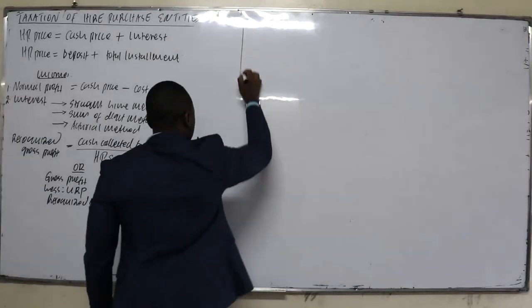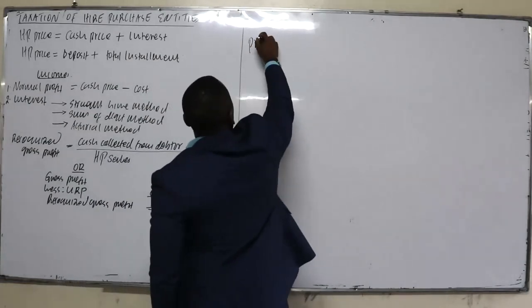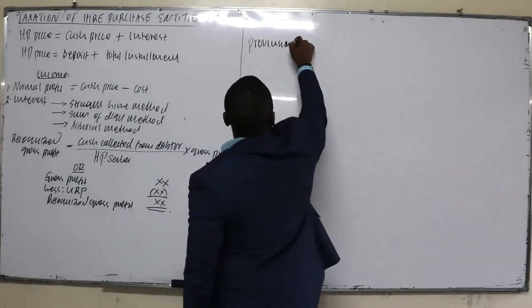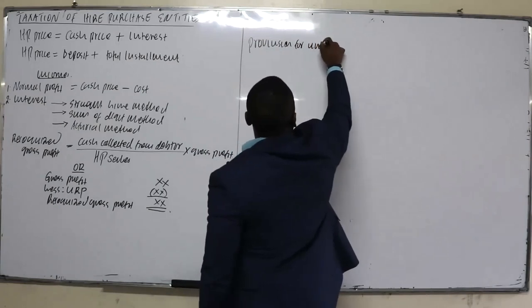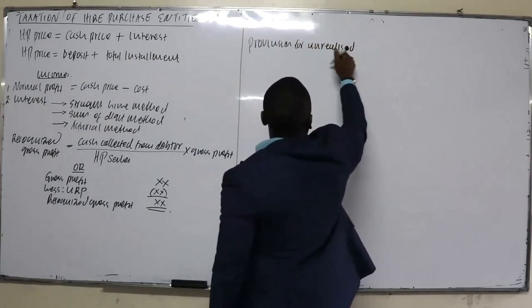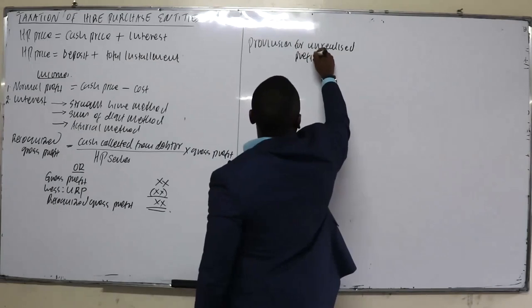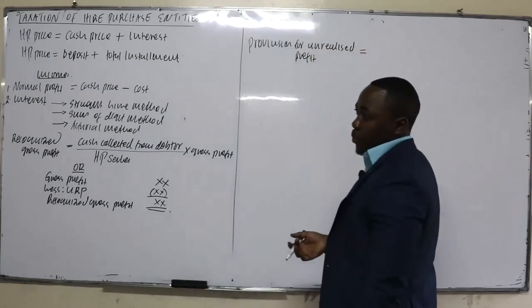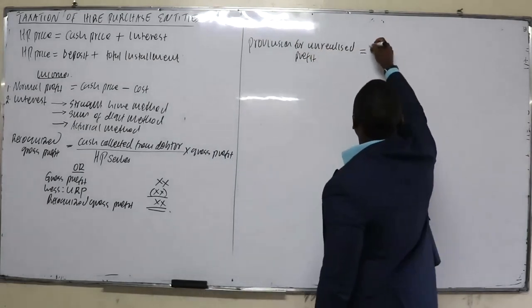Now, this I get the unrealized profit. Provision for unrealized profit. You just take the proportion of the outstanding balance or outstanding amount.